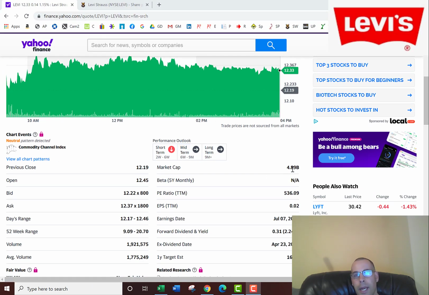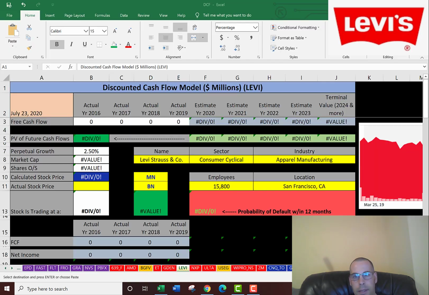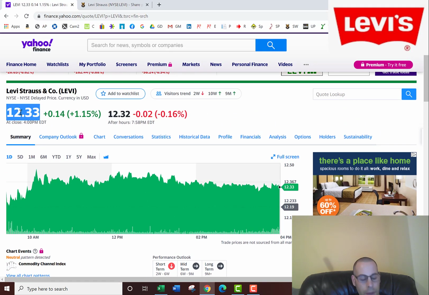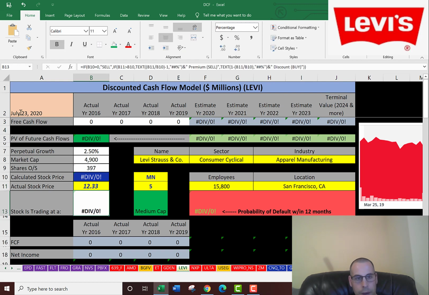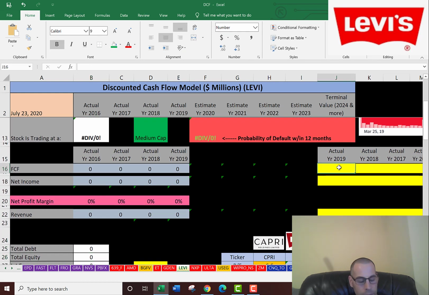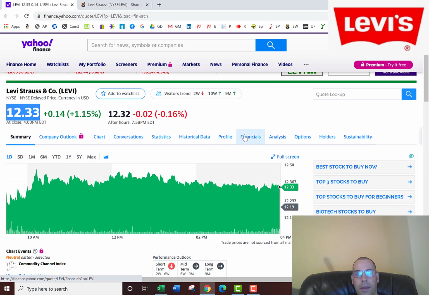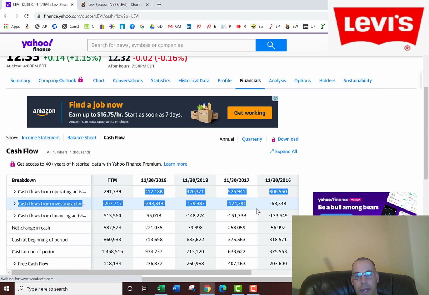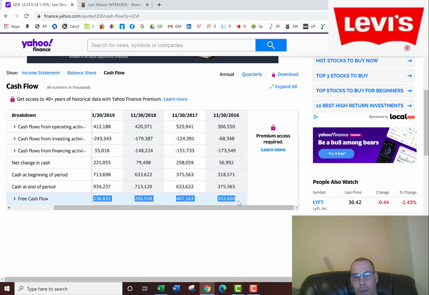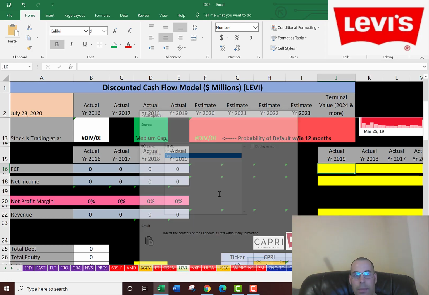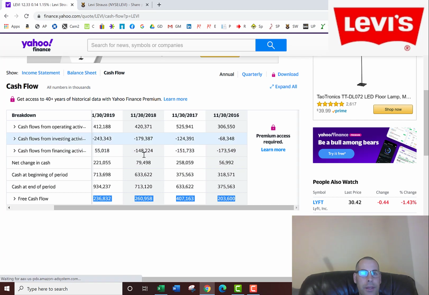This company has a market cap of $4.9 billion. So that's the value of the company according to the stock market. And they're trading at $12.33, so one share of stock is about $12. Now we need the free cash flow, and the way you value a company is you estimate the future free cash flows and then discount that number back to today's value, which is exactly what I'm doing in this video. And free cash flow is cash flow from operations minus capital expenditures.